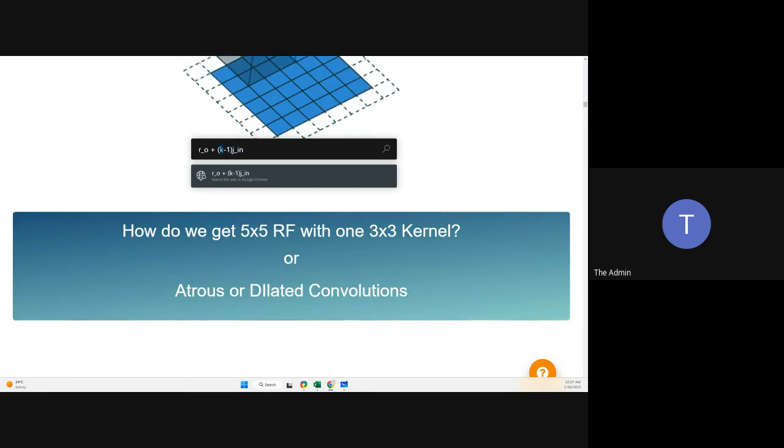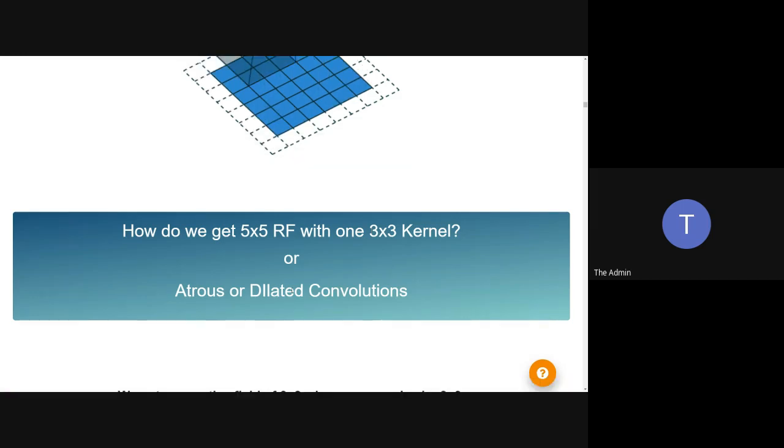Kernel size I can't change because I'm saying we have 3x3. So the only thing we can change is what? Receptive field input, which is also not going to change. So what can we change? The kernel size. So the question is, how do we convert a 3x3 kernel into a 5x5 kernel so my receptive field increases? And that's the concept behind this atrous or dilated kernel.